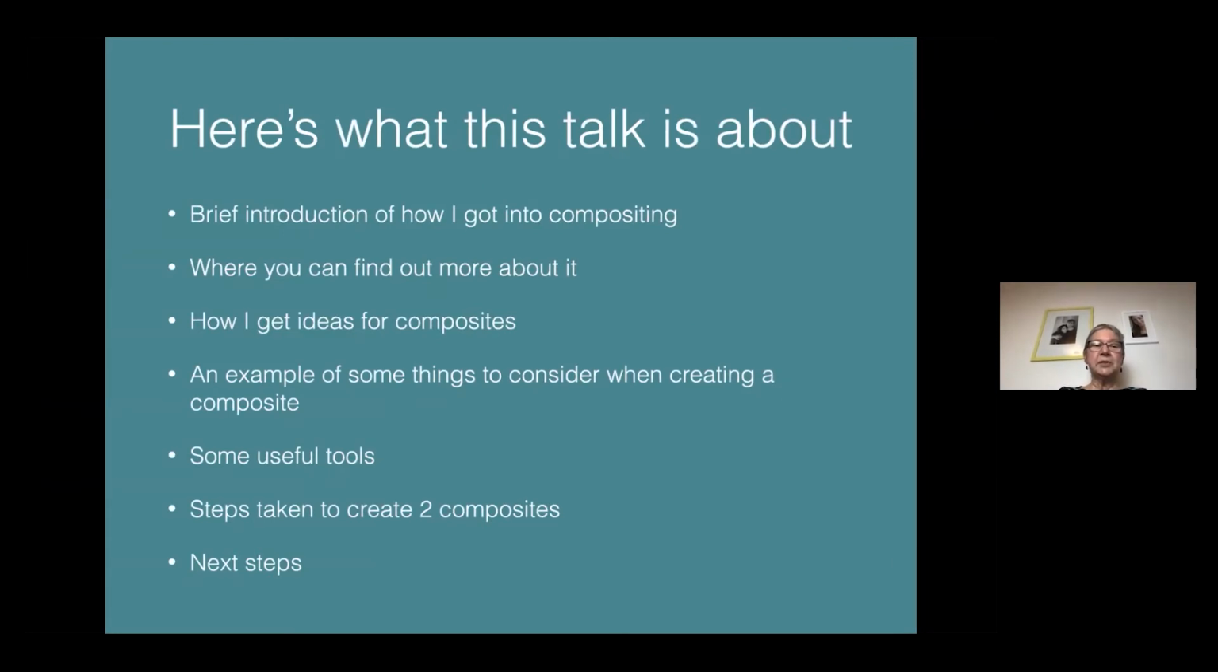So here's what this talk is about. I'm going to start with a little brief introduction of how I got into compositing, and then give you some places where you can find out more about it if you want to try it yourself. People often ask how I get my ideas for composites, so I've got a little bit on that. And then I'm going to give an example of some things to consider when you're creating a composite, talk a little bit about some useful tools, and then show you the steps that I took to create two of my composites, and then tell you what the next steps would be if you do want to go further.